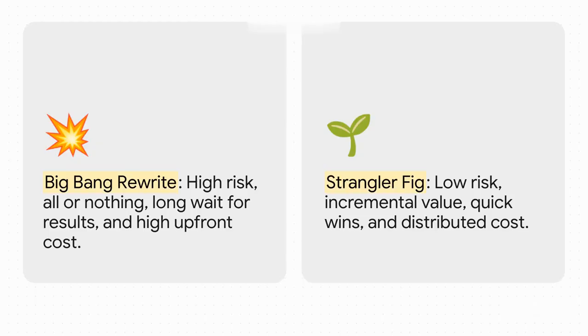And when you lay it out like this, the difference is just night and day, isn't it? A big bang rewrite is a massive gamble. You basically go dark for a year or two and just hope what you come back with actually works. The strangler fig is the complete opposite. It's low risk, you're delivering value piece by piece, getting those quick wins and spreading the cost out over time. From a business perspective, it's really a no-brainer.